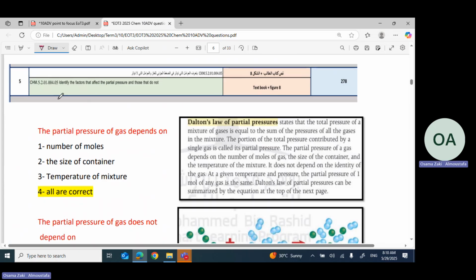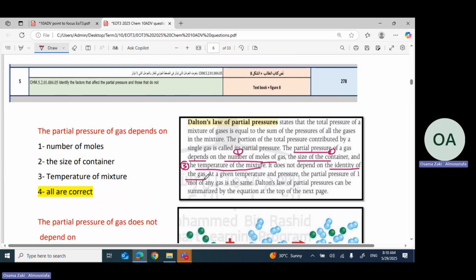Question number 5. Identify factors that affect the partial pressure and that don't. Okay, what are the factors that affect the partial pressure? Here we have the partial pressure of a gas depends on the first one, number of moles of gases. The second one, size of the container. The third one is temperature of the mixture. So 3 factors. And doesn't depend on the identity of the gas.